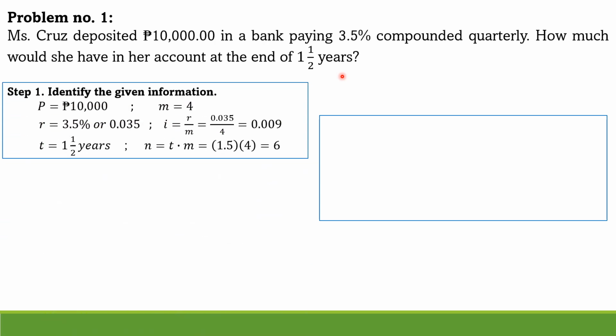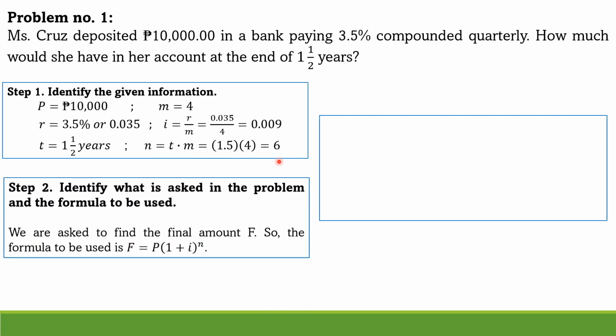Okay, so of course, we will identify the given information. Ang present value natin is 10,000 pesos. The rate is 3.5%, or 0.035. Of course, ang ating conversion period is 4 because it is compounded quarterly. Ang I natin is R over M, 0.035 over 4, so therefore, ang I natin is 0.009. Ang ating length of time is 1.5 years. Ang ating total number of period is 1.5 years times ang ating conversion period na 4. So, N is equal to 6.